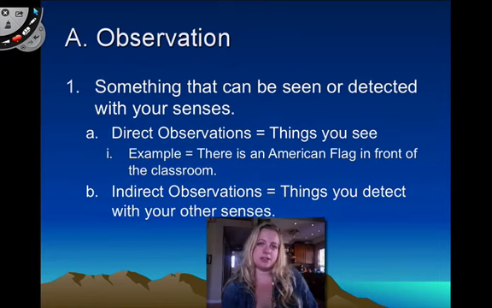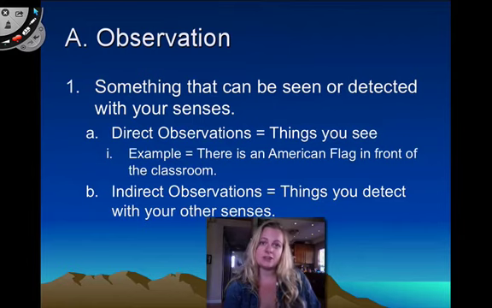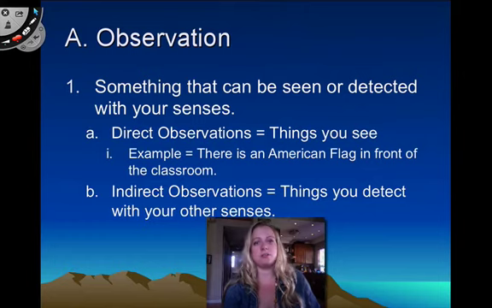Indirect observations then are going to be observations that you detect with your other senses. So that's going to be what you hear, what you smell, all those other ones. We call them indirect because these are senses that we use secondarily. So primarily, we are visual creatures, we see things, those would be direct, and then we're also processing stimuli in our environment with our other senses, but we do rely on vision the most. So everything else is going to be an indirect observation.